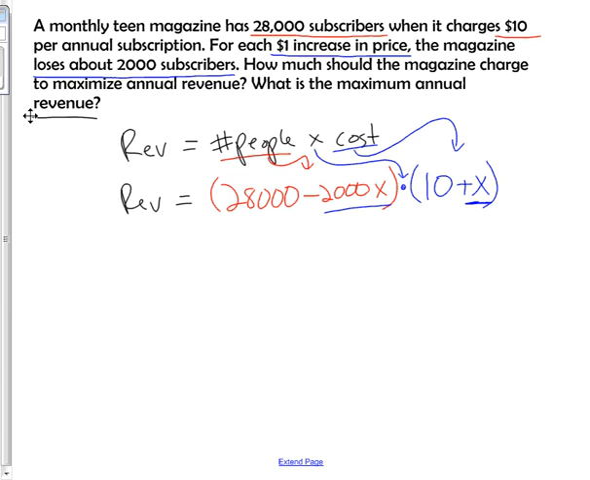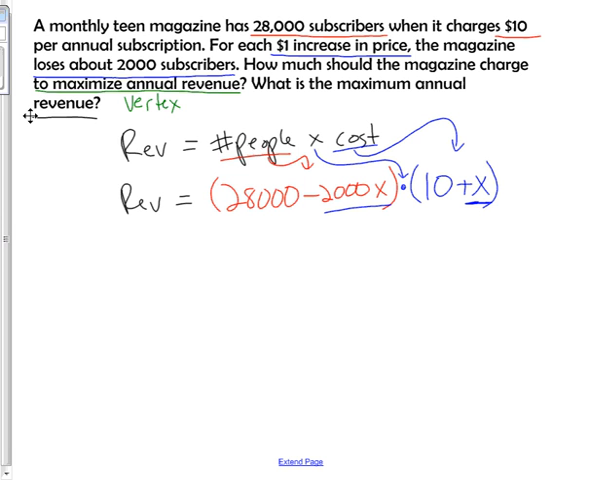Okay, now what are we looking for? How much should the magazine charge to maximize revenue? Whenever I see the word maximize, think about a quadratic graph. The maximum point is called the vertex. So when we take this real life situation and want to analyze it with math, when we're looking for a maximum, we are trying to find the vertex. Okay? So switching now to more of the manipulation, this is our equation, and I want to find the vertex of this equation.